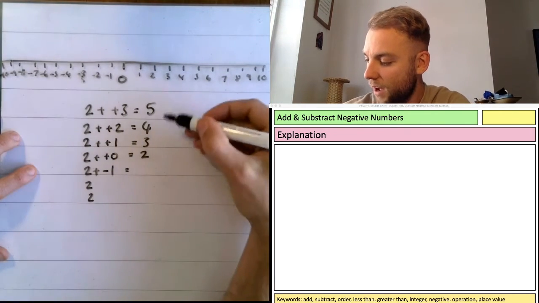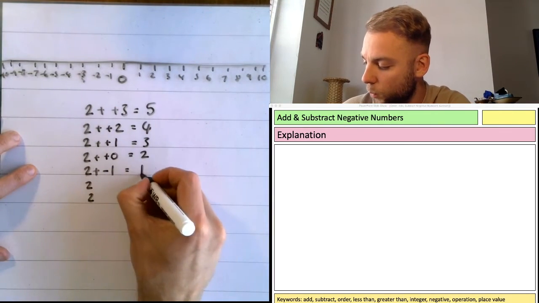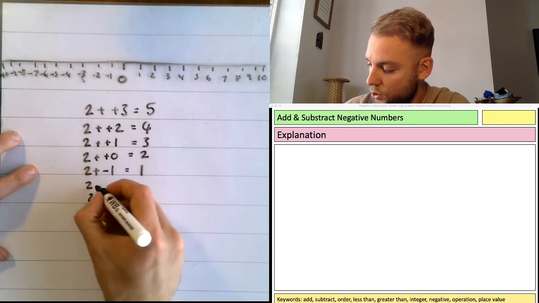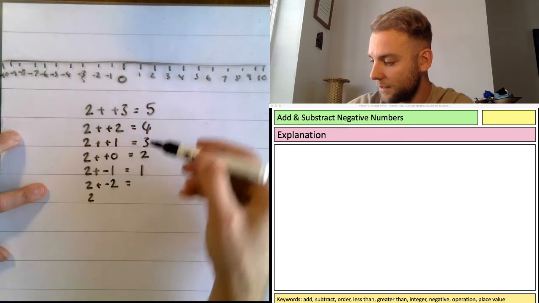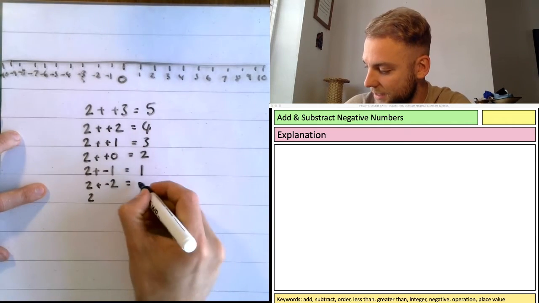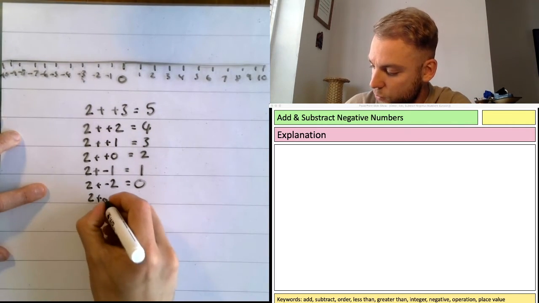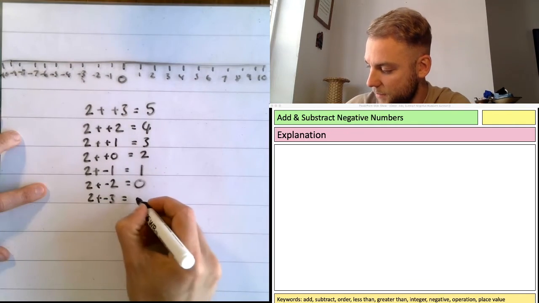So what's the pattern here? 5, 4, 3, 2. So this must be 1. 2 plus negative 2 is equal to, well, let's follow the pattern: 5, 4, 3, 2, 1, 0. And 2 plus negative 3 is going to be minus 1.